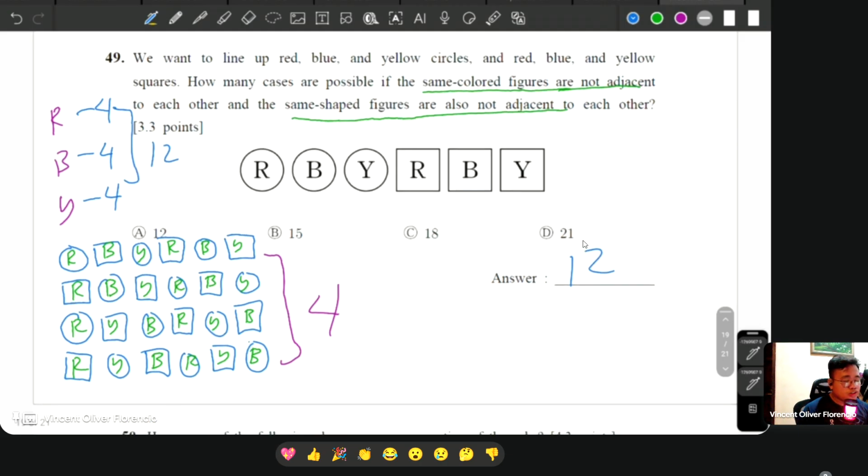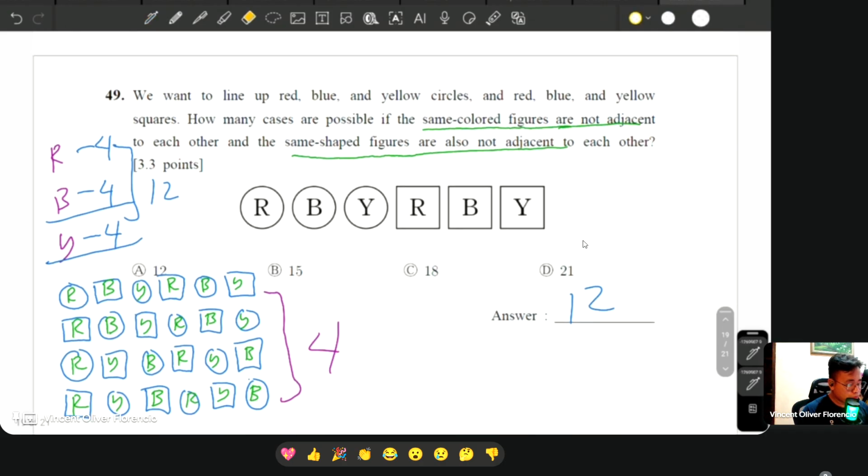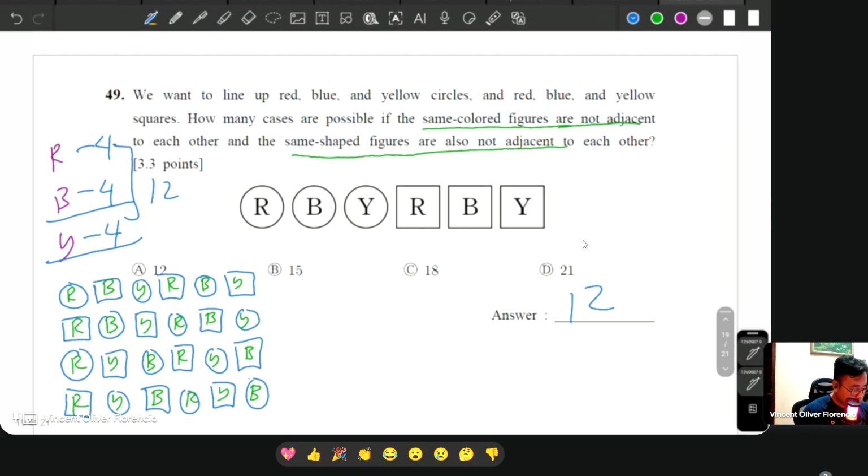Again, the given here is what? No same shape next to each other, no same color next to each other. Sir, how come again? There's another 4 per blue, another 4 for the yellow, because you can start with blue. I mean to say, okay, let's also list it down so that you won't be confused. Although I know you're quite confused already. I'll follow the same pattern here.